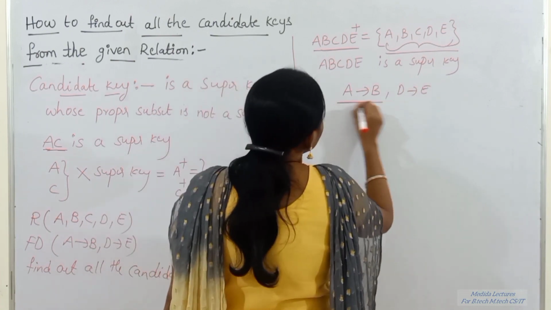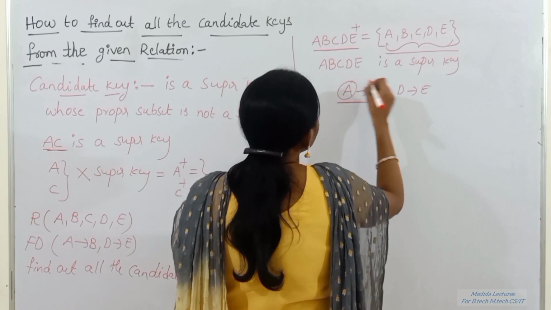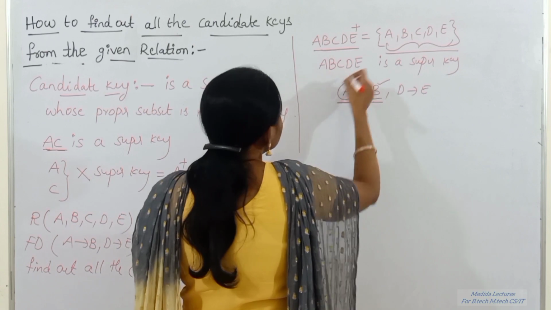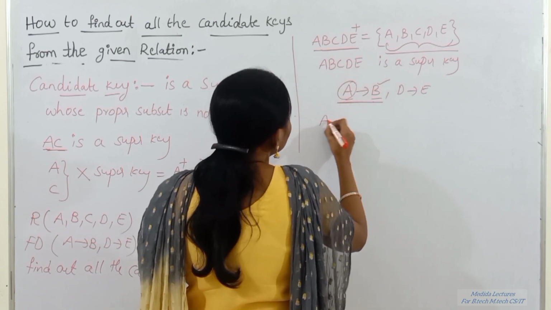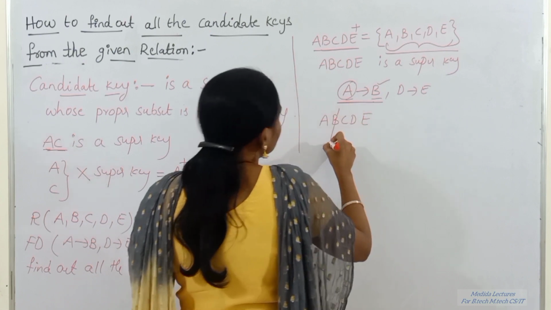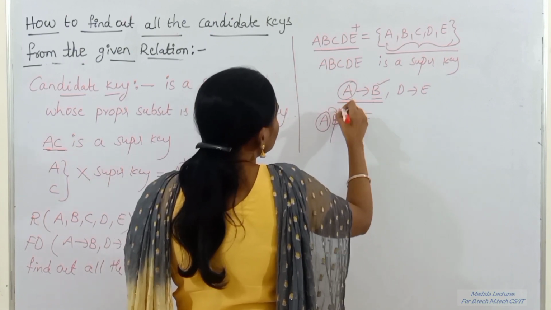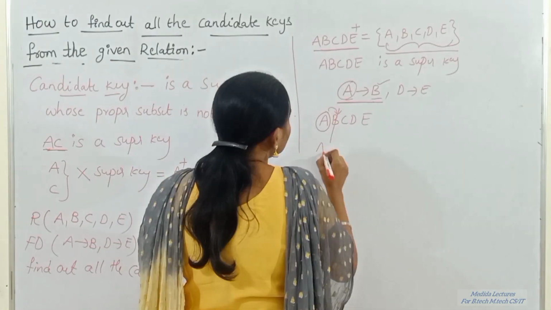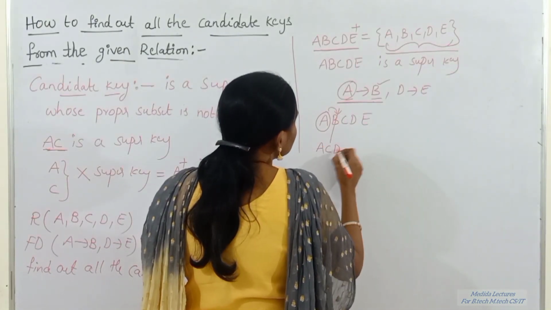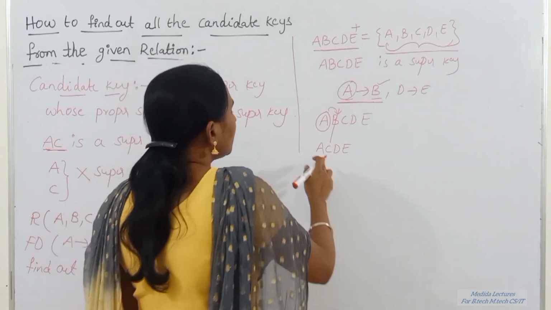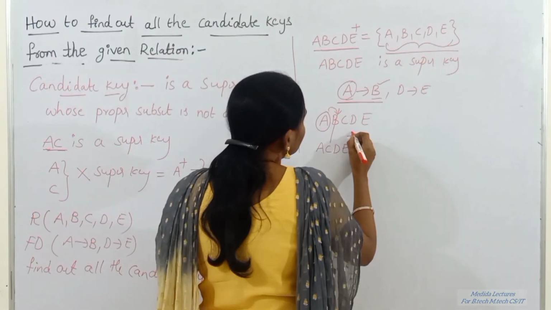A determines B means if you have A, then you can determine B. Using A, we can determine B. So, in this set of attributes, I am discarding B. So, after discarding B, what are the remaining attributes? A, C, D, E. Now, find out the closure.